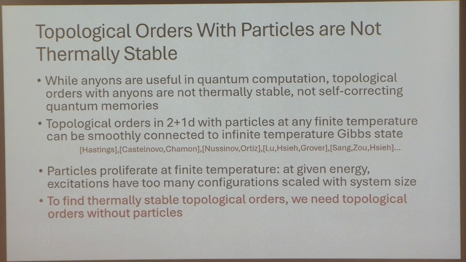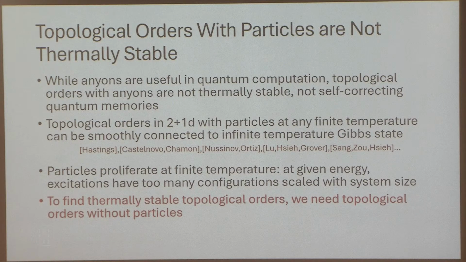While this kind of non-abelian anyon braiding is important in universal quantum computing, the anyons are particles, and systems with anyons are not thermally stable. This has been shown by many people. If you start with a topological order in 2+1 dimensions, namely 2 spatial dimensions with anyons, then as long as you increase the temperature even by a little bit, the resulting state can be smoothly connected to the infinite temperature Gibbs state.